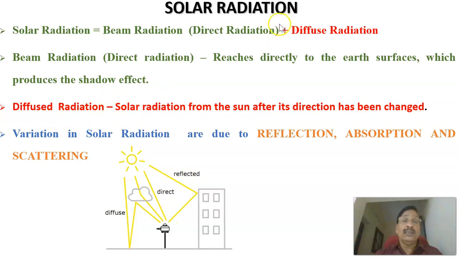And the second one we call diffuse radiation. Diffuse radiation is solar radiation from the sun after its direction has been changed. The variation in solar radiation is because of the processes we call reflection, absorption, and scattering.